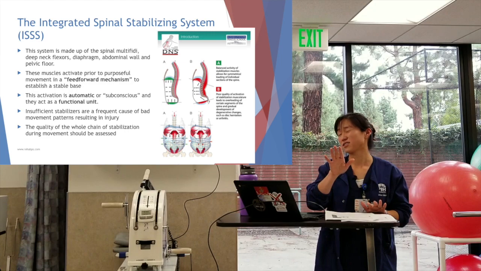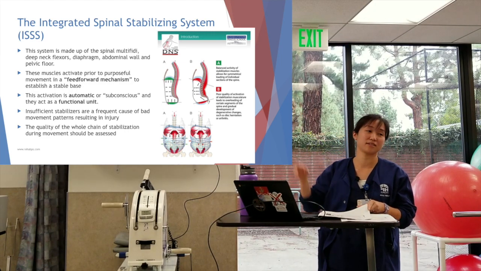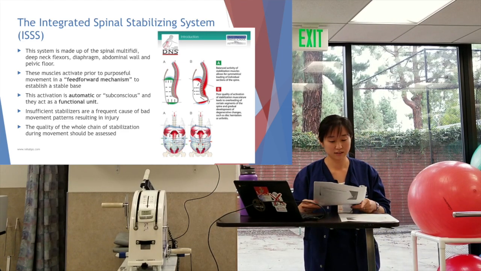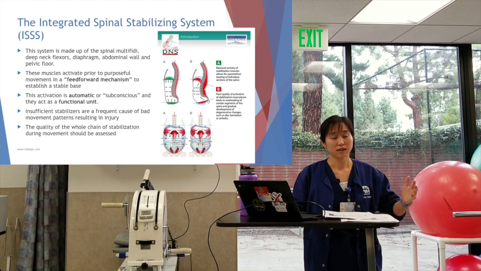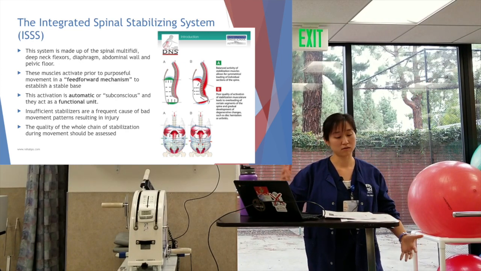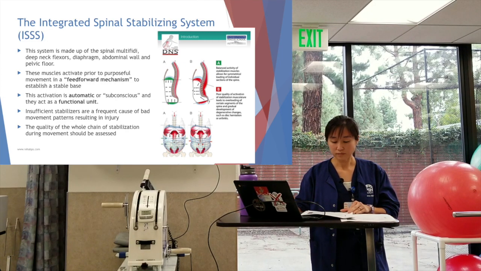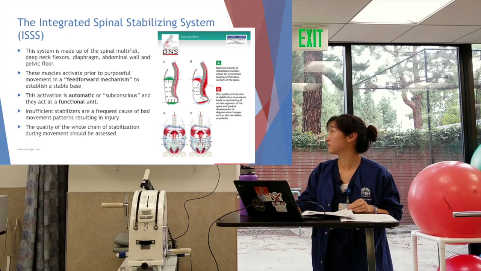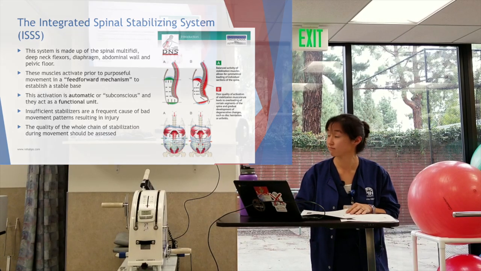If your aligned posture is not correct, then energy escapes, and then you can get things like the disc, back pain, neck pain, things like that. The ISS is a feed-forward mechanism, so it turns on automatically before you go to move your arms or legs. So if there are insufficient stabilizers, that's the frequent cause of bad motor patterns or injury.